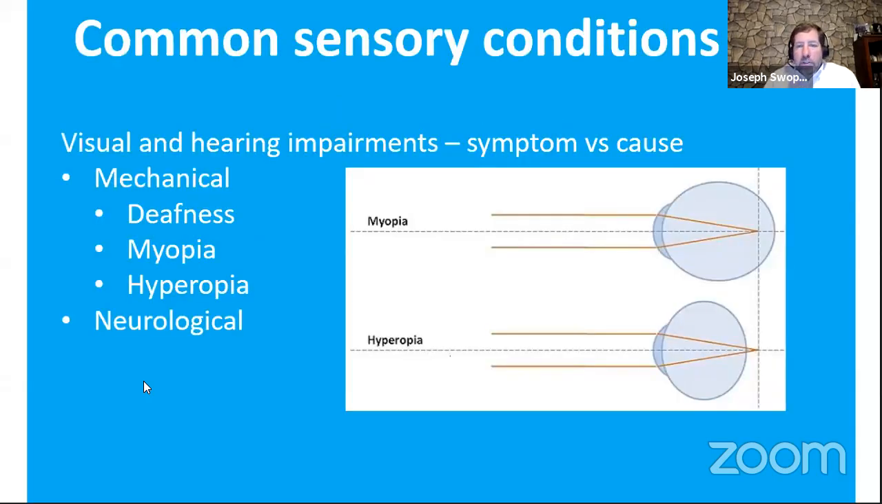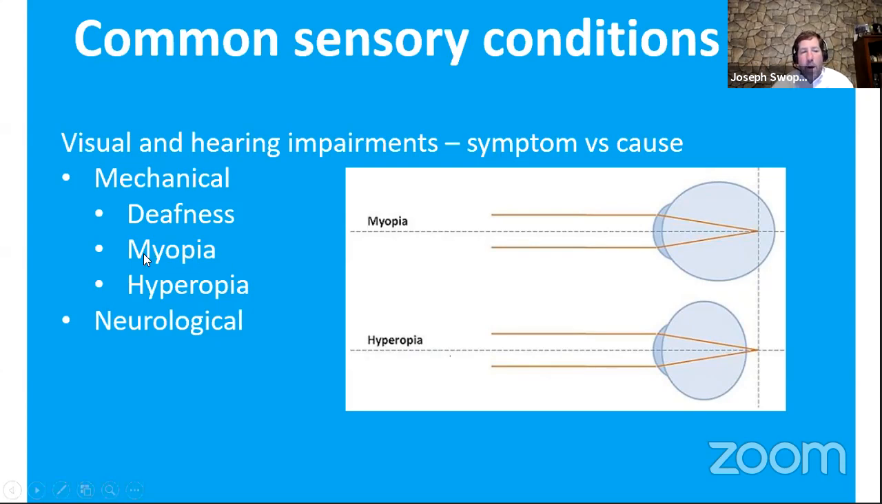Okay, common sensory conditions. We're looking at vision and hearing impairments. The idea here is that when you look at a vision or hearing impairment, if you have a problem, we're going to break it down to mechanical concepts. That means there's something wrong with the sense organ, something wrong with the ear. So if someone's deaf and they go to the doctor and say, doctor, I can't hear, the first thing the doctor is going to check is whether there's something in the ear, and it's usually earwax. That's different than something called neurological.